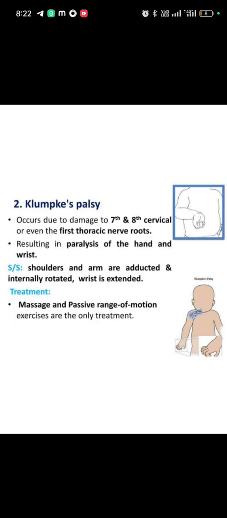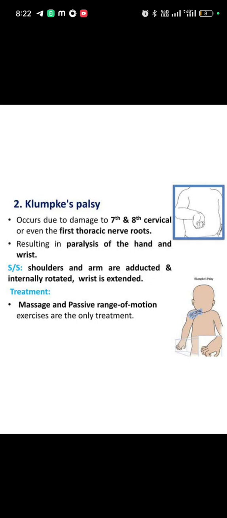Next, Klumpke's palsy. It occurs due to damage of the 7th and 8th cervical or first thoracic nerve root, resulting in paralysis of the hand and wrist. You can see the picture.